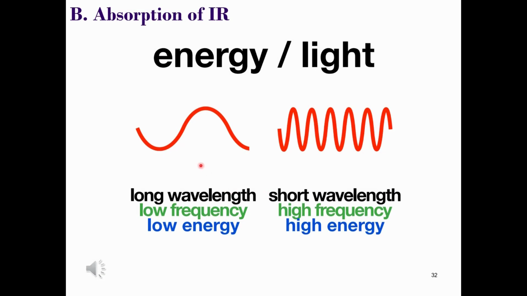IR is part of the electromagnetic spectrum, and so what's useful about this is that the long wavelengths or low frequency, low energy waves can excite certain bonds within organic molecules, whereas conversely, shorter wavelengths of IR with higher frequency and hence higher energy will excite other certain bonds within organic molecules, and it's that we can take advantage of.